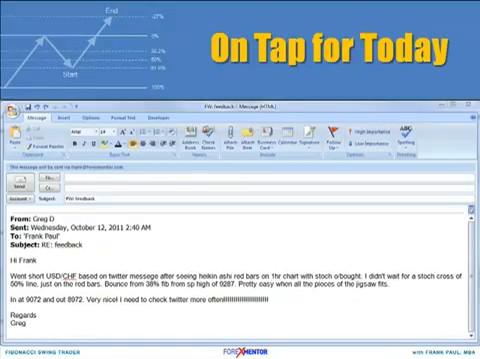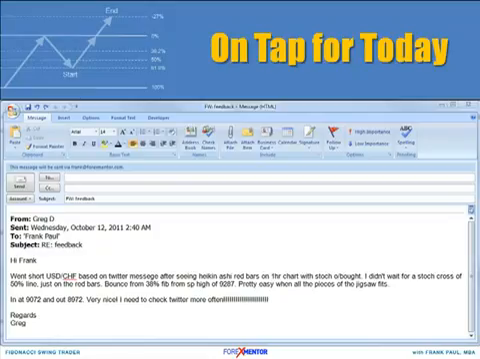It says, "Hi Frank, I went short on the dollar Swiss pair based on a Twitter message after seeing Heikin-Ashi red bars on the 1-hour chart with stochastics overbought. I didn't wait for a stochastics cross of the 50% line, just on the red bars. A bounce from the 38% Fibonacci from a swing point high of 92.87. Pretty easy when all the pieces of the jigsaw fit. In at 90.72. Out at 89.72. Very nice. I need to check Twitter more often!"